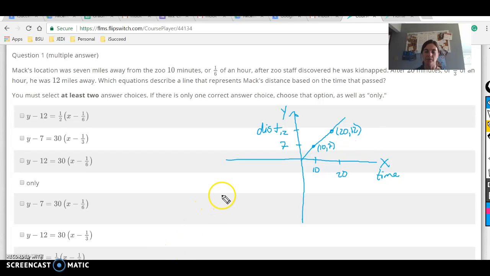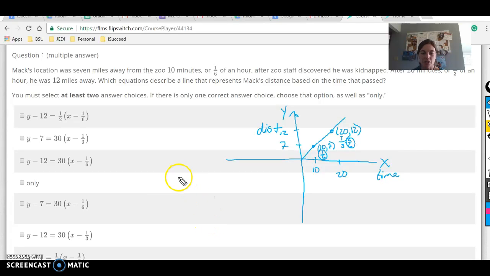So let's go ahead, and I'm also going to just change this. This is 1/6 of an hour, and this is 1/3 of an hour, which is the same as 2/6 of an hour. So let's work in hours instead of minutes here. I think that'll make our lives a little bit easier.